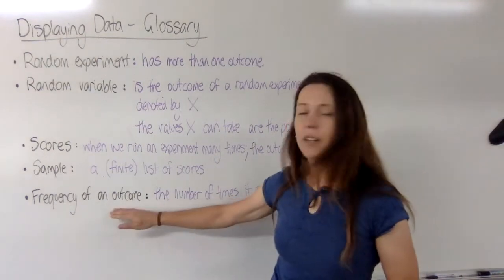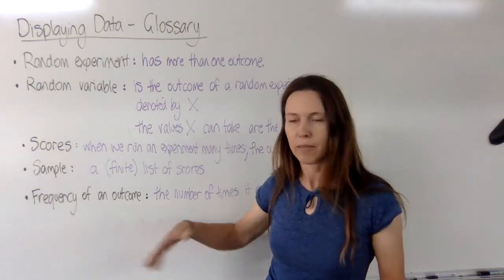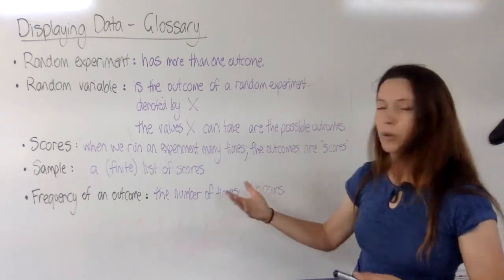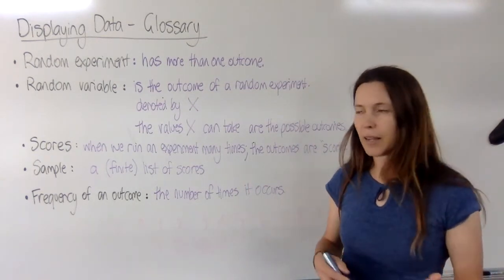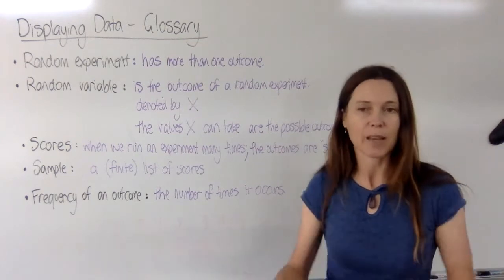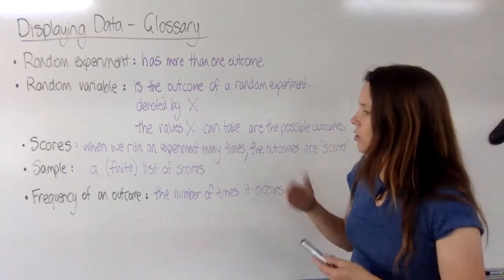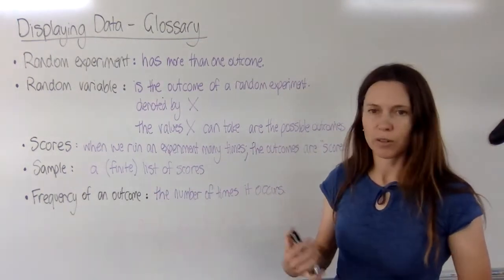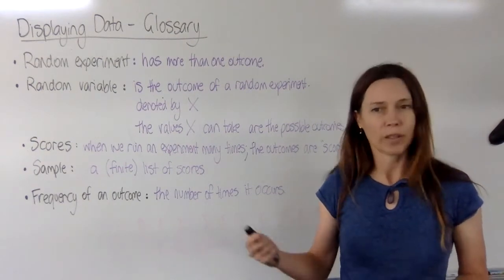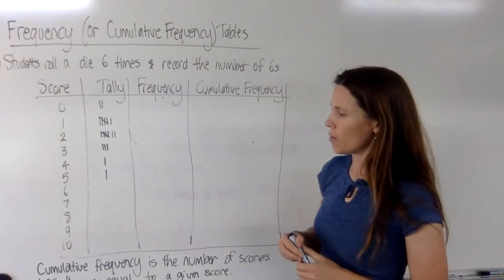Now, I'd be interested in finding out how common it was to get no sixes, or 1 six, or 2, or 3, so that then I can work out how common it might be to get those same outcomes again next time. So we can put all of this into what's called a frequency table, or a cumulative frequency table. Let's have a look at how it works.